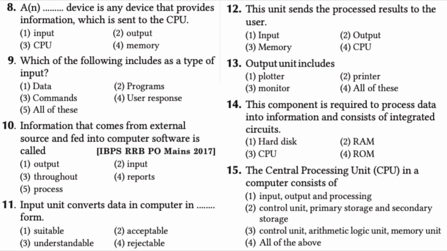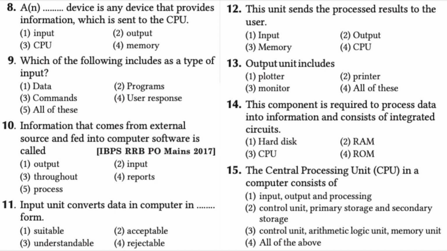Which of the following includes as a type of input? Here the correct answer is 5. All of these. Data, programs, commands, and user responses are all types of input that can be fed into a computer system for processing. Let's proceed to the next question. Question 10. Information that comes from an external source and is fed into computer software is called.